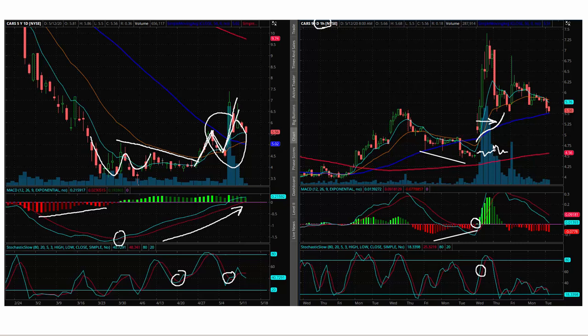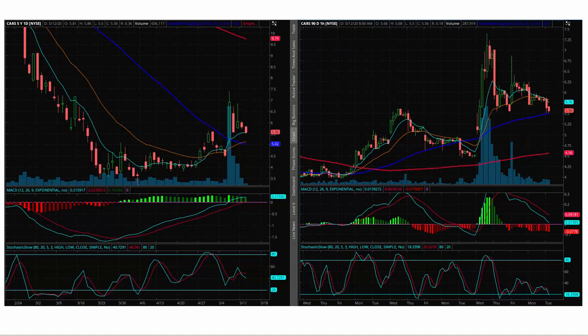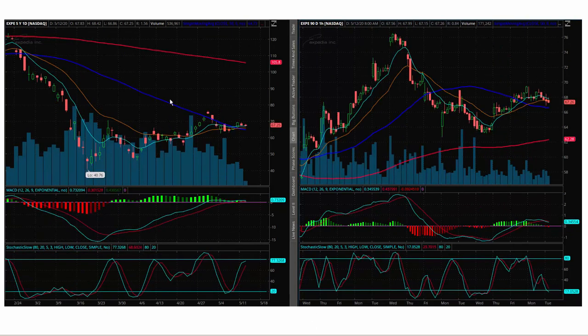So the setup is really good. If you're comfortable playing gaps, it was there. If you're not comfortable playing gaps, then you let it go. But it doesn't negate the fact that the setup was there. And it's something I look for all the time. All right, last chart. Expedia.